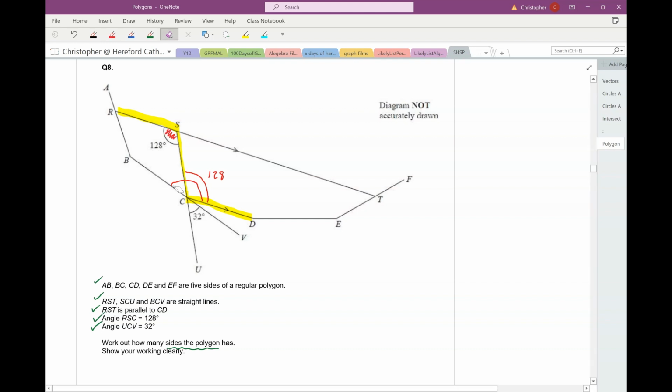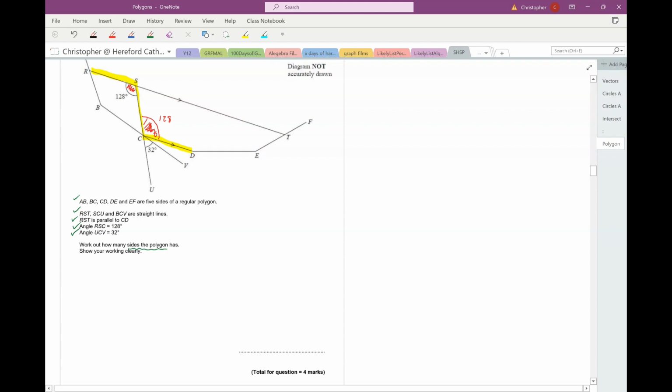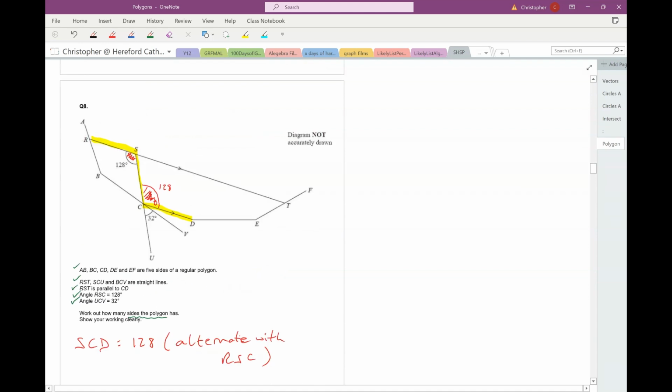Right, so it does say show your working clearly. So down here, I'm going to write that SCD equals 128 (alternate with RSC). There we go. Now, I've almost found that internal angle then, haven't I? Now, what else can I do? If only I knew this angle here.